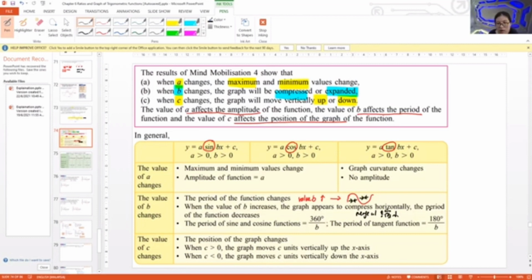Okay, so means that when your original graph is the big one, right? Maybe 1, 2, 3, 4. After you compress, it becomes like this already. So this means compress. Okay, so your graph, your period of the function will be decreased. So period decrease. So you can write like this, easy for you to see. Okay, so I write this.